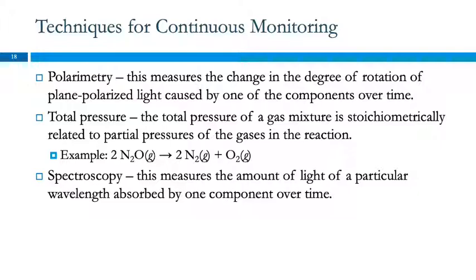You could look at the total pressure. This would be useful if you have a gas mixture, because the total pressure of that mixture is going to be related to the partial pressures of each gas by stoichiometry. So this example here, 2N2O is forming 2N2 and 1O2. So I'm starting with, say, 2 moles of gas, and at the end, I'm going to end up with 3 moles of gas. The pressure is going to be higher, right? And so I could measure the pressure and measure the progress of the reaction.